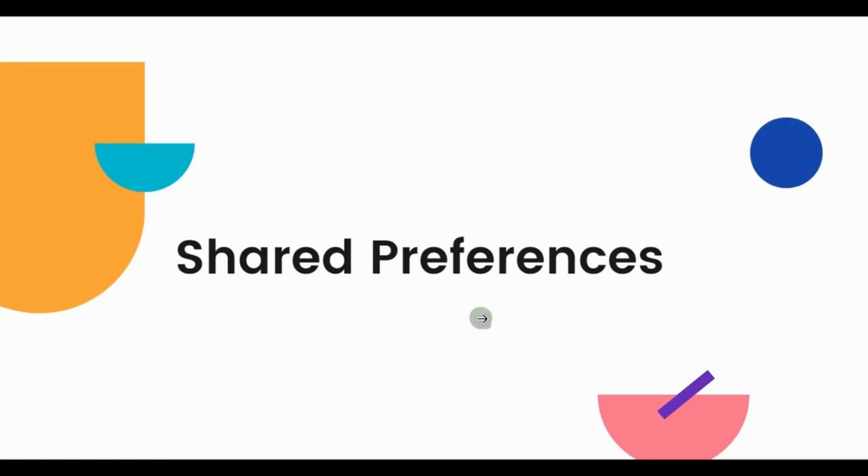Also, just a little note that in 2023, developers prefer DataStore rather than shared preference, which we will cover in the Jetpack Compose series. Now what is shared preference? Let's understand with a simple example.